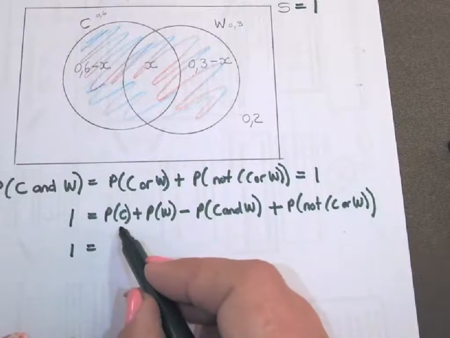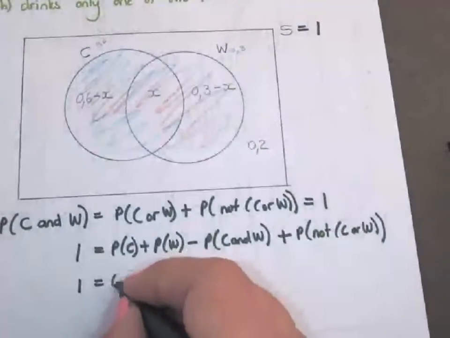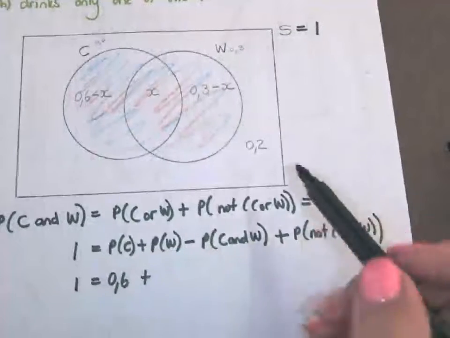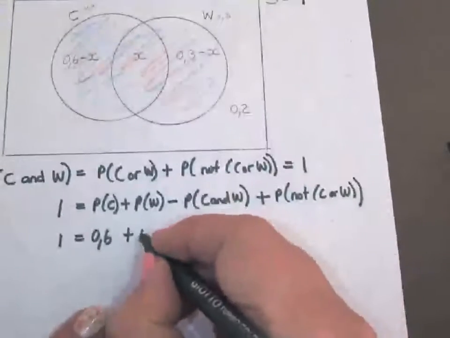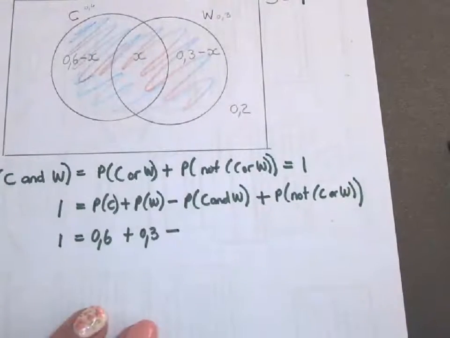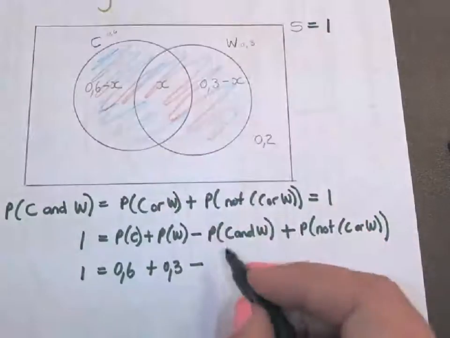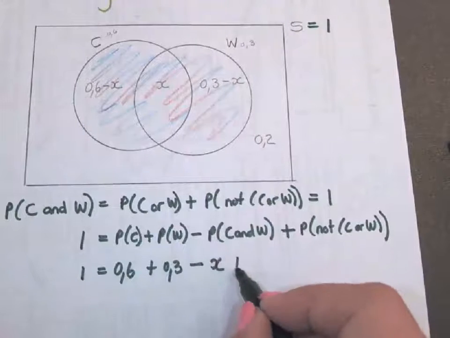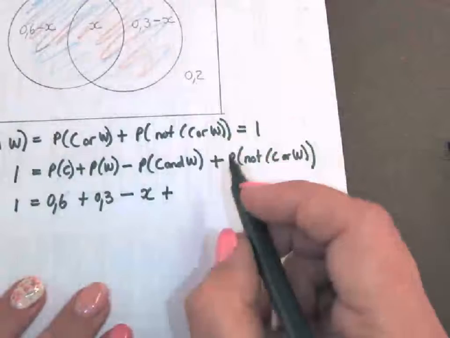What is the probability of drinking cold drink? 0,6. Plus the probability of drinking water? 0,3. Minus the probability of cold drink and water? X. Plus not cold drink or water? 0,2.